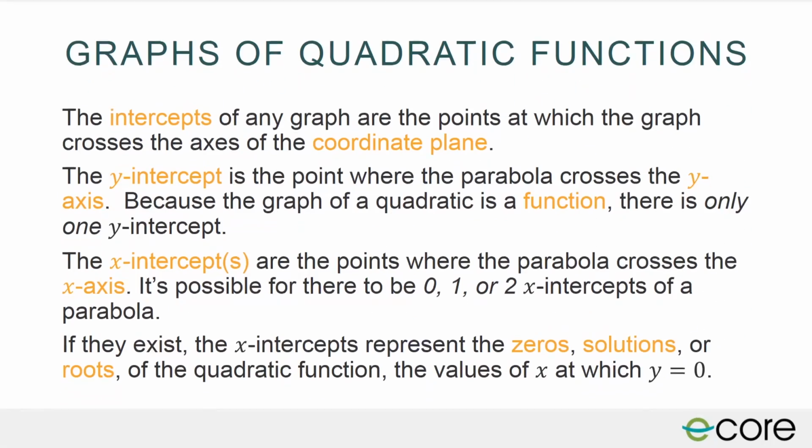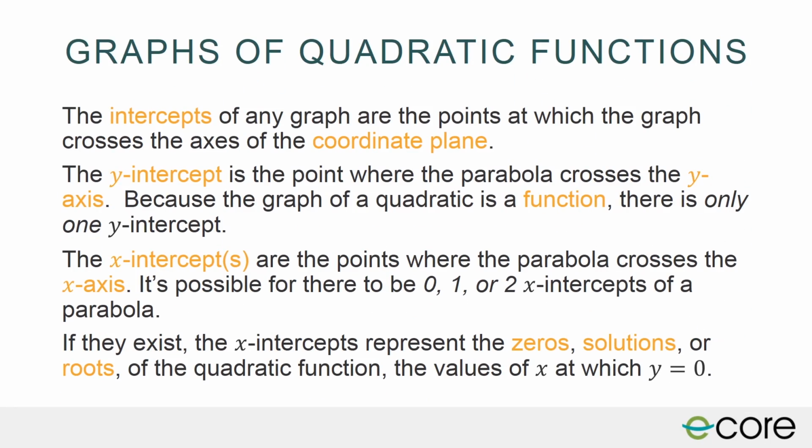The intercepts of any graph are the points at which the graph crosses the axes of the coordinate plane. The y-intercept is the point where the parabola crosses the y-axis. Because the graph of a quadratic is a function, there is only one y-intercept. The x-intercepts are the points where the parabola crosses the x-axis. It's possible for there to be 0, 1, or 2 x-intercepts of a parabola. If they exist, the x-intercepts represent the zeros, solutions, or roots of the quadratic function, the values of x at which y equals 0.